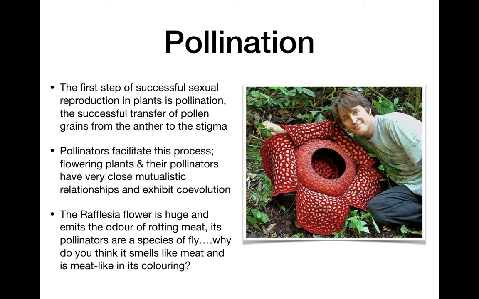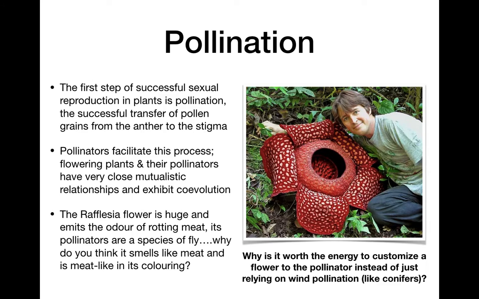So take a minute and talk to your partner. Why do you think it smells like meat and it has a meat coloration? Well, flies are going to be attracted to rotting meat to put eggs in, so you want to attract a pollinator, and only your pollinator, because you can attract only one pollinator. There's a much higher chance it's going to transfer pollen specifically to another flower of the same species, which we need to do to have reproduction. So it's going to be meat-like in scent and coloring to attract pollinators who are attracted to meat.